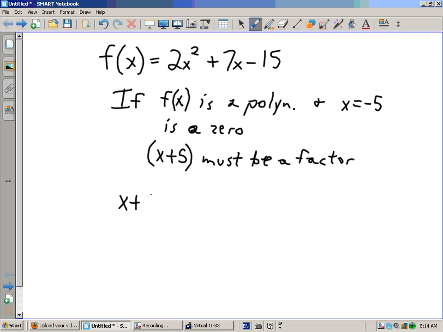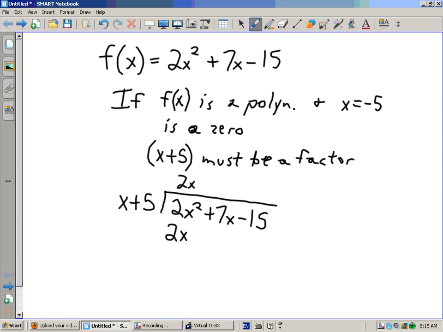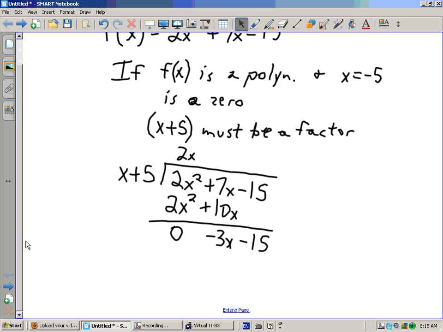X plus 5 going into 2x squared plus 7x minus 15. X goes into 2x squared 2x times. 2x times x plus 5, we get 2x squared plus 10x. Subtract 2x squared, we get 0. Subtract 10x from 7x, we get -3x minus 15. I'm running out of room here. I'm going to extend the page a bit.